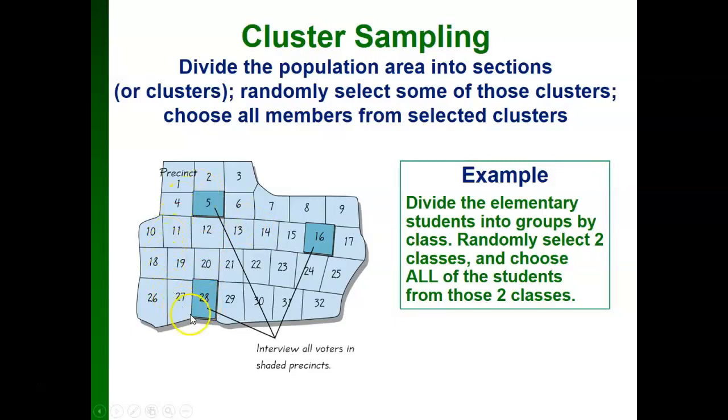We have an area that's divided up into precincts. If we wanted a cluster sample, we could randomly select some of the precincts, and then we'd interview all the voters in those selected precincts. For our elementary school example, to get a cluster sample, we could divide the elementary students into groups by class. Then we could randomly select 2 classes, and then we'd choose all of the students from those 2 classes to be in our sample.